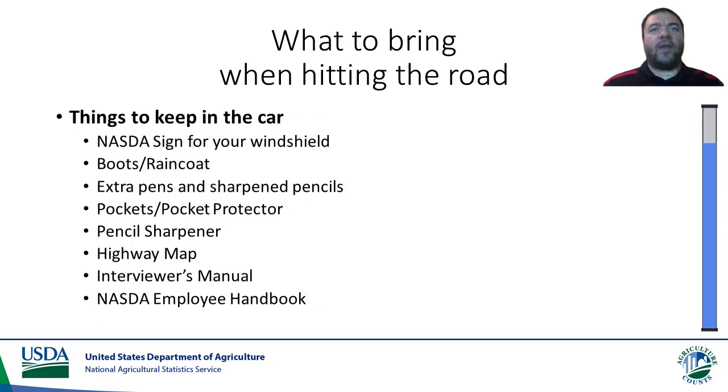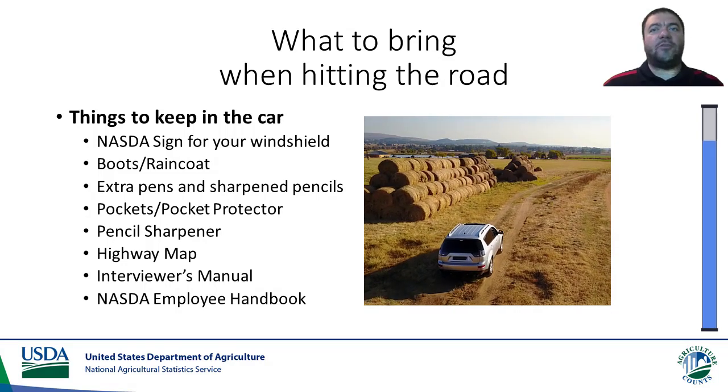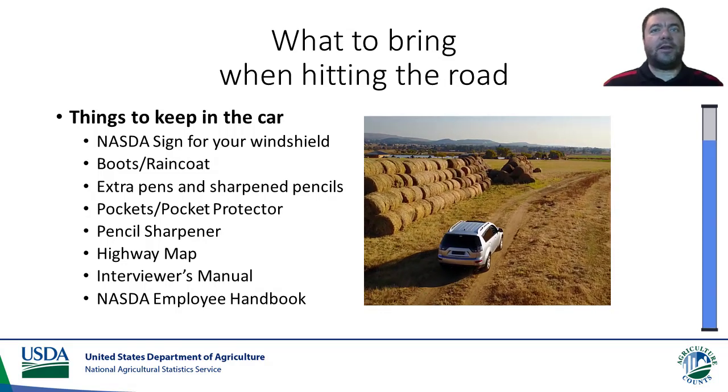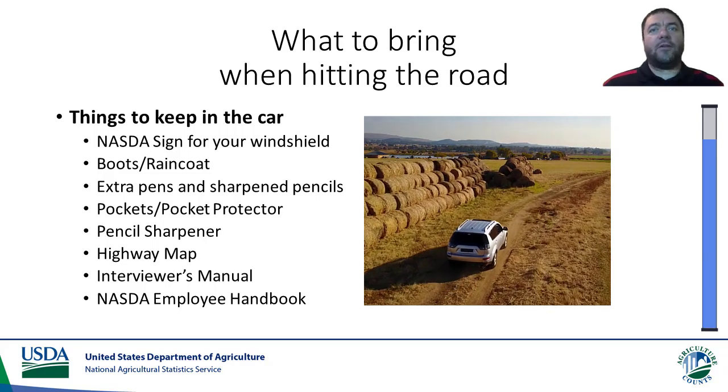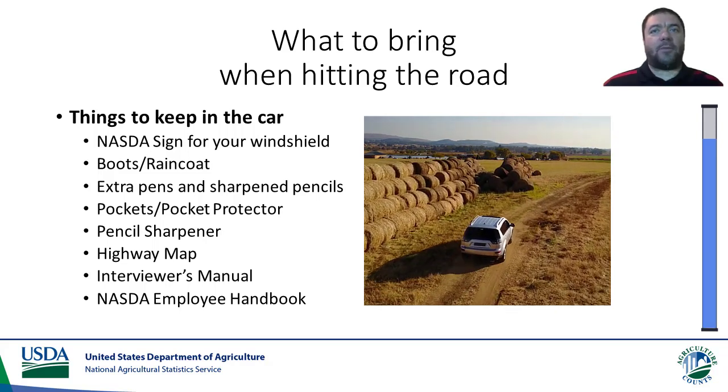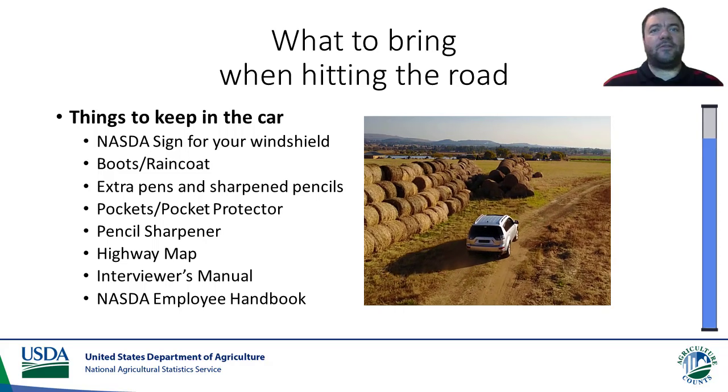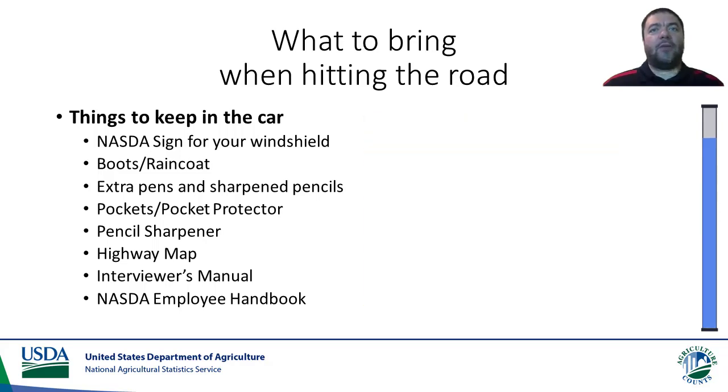There are some other things that are a good idea to leave in your car at all times. For example, it might be a good idea to have a NASDA sign for your windshield in case people start to wonder why you're driving around their neighborhood very slowly, looking around at what everyone has on their property in a possibly suspicious manner. Make sure you have boots and a raincoat for unexpected changes in the weather.